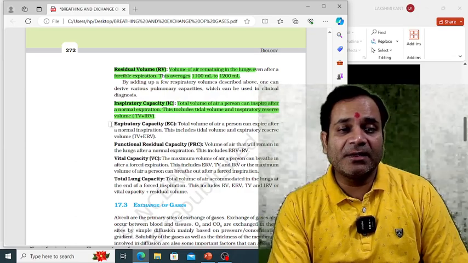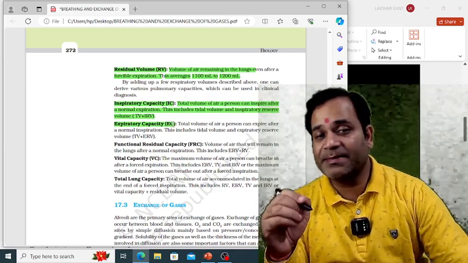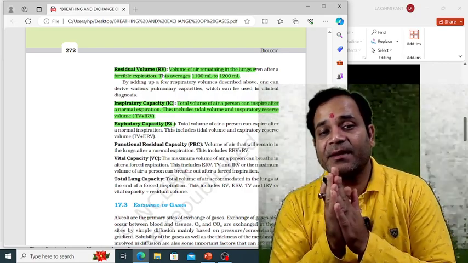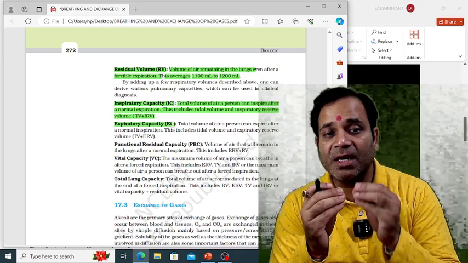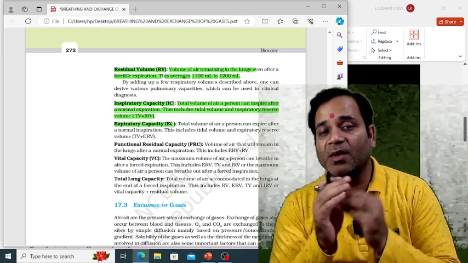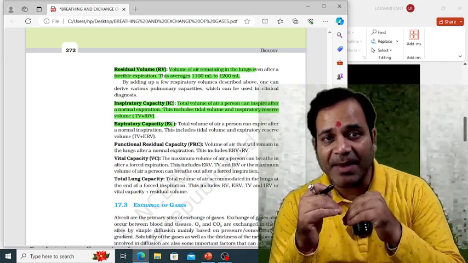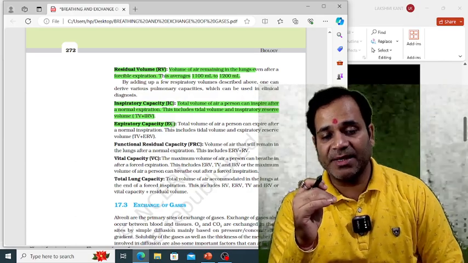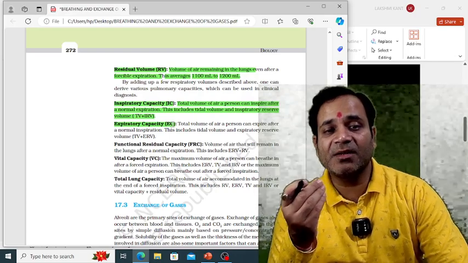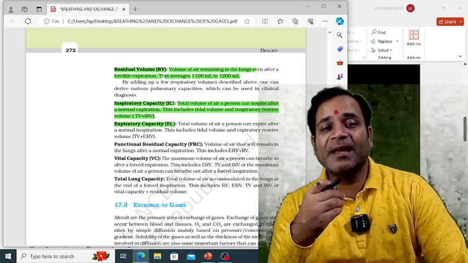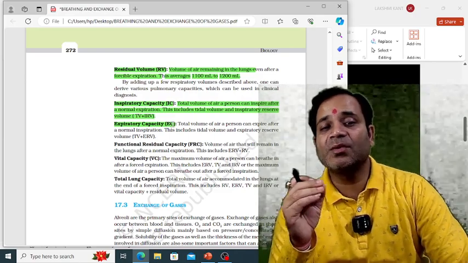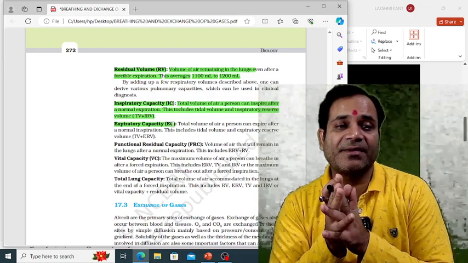Now the next thing that is important to understand here is expiratory capacity, EC. So what do you mean by expiratory capacity? It means the total volume of air a person can expire after a normal inspiration. Suppose I'm taking a normal inspiration, then whatever the person can expire after a normal inspiration includes the tidal volume and the expiratory reserve volume.